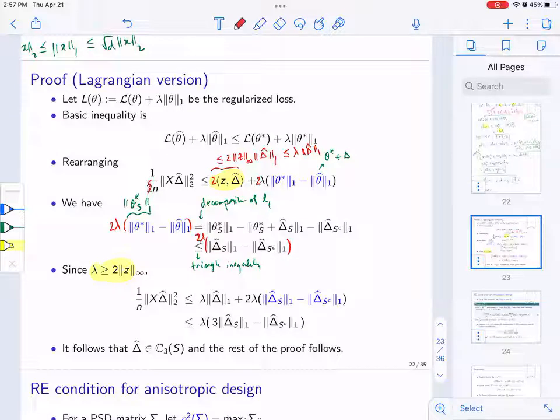Does this make sense? Sort of. So 2 lambda here, and then it's bounded by this. And then this term is again Holder's inequality, and then 2 z infinity is bounded by lambda. So I did that.